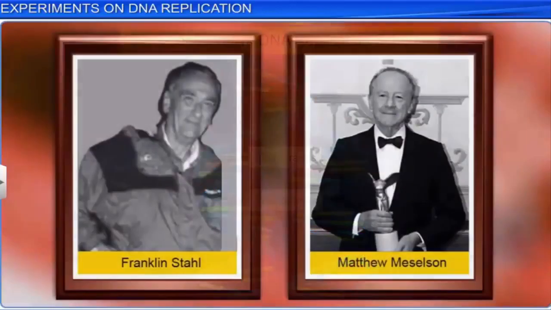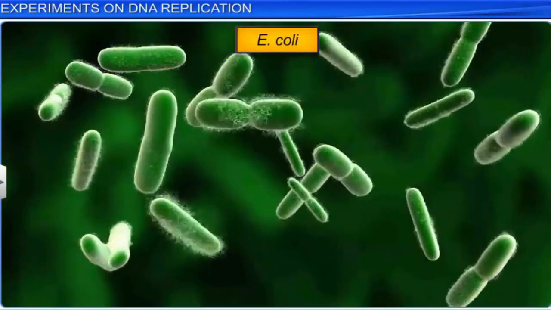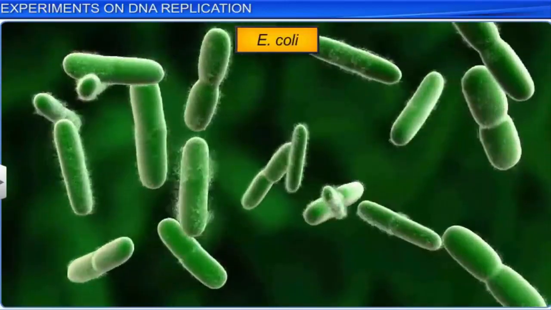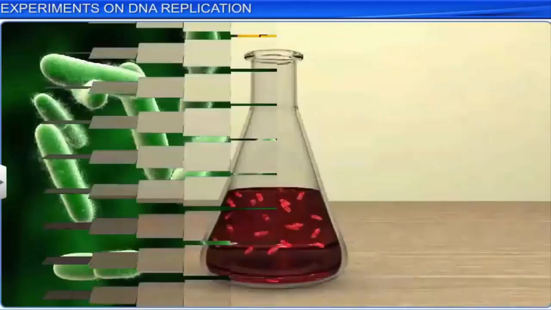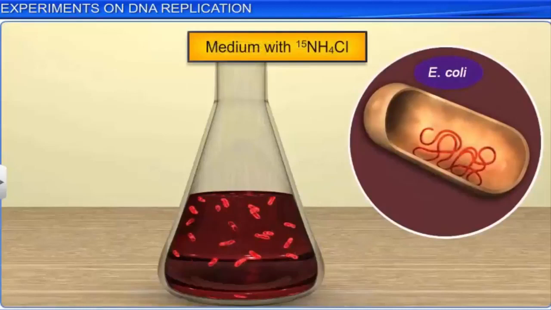In 1958, to find conclusive evidence for this scheme of semi-conservative DNA replication, experiments were conducted by scientists Matthew Meselson and Franklin Stahl on the bacteria Escherichia coli or E. coli, a bacteria that divides every 20 minutes. Meselson and Stahl grew E. coli in a medium that had NH4Cl15 isotope as the only nitrogen source. N15 isotope is a heavy isotope of nitrogen, but it is not radioactive.